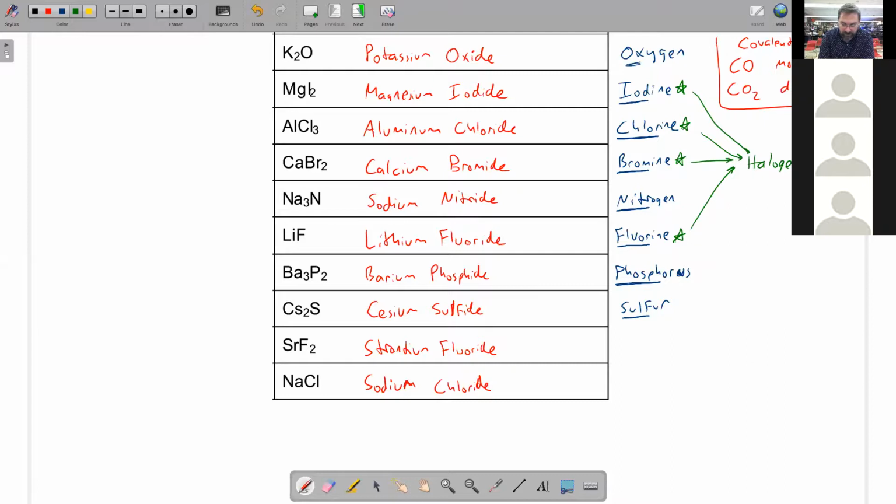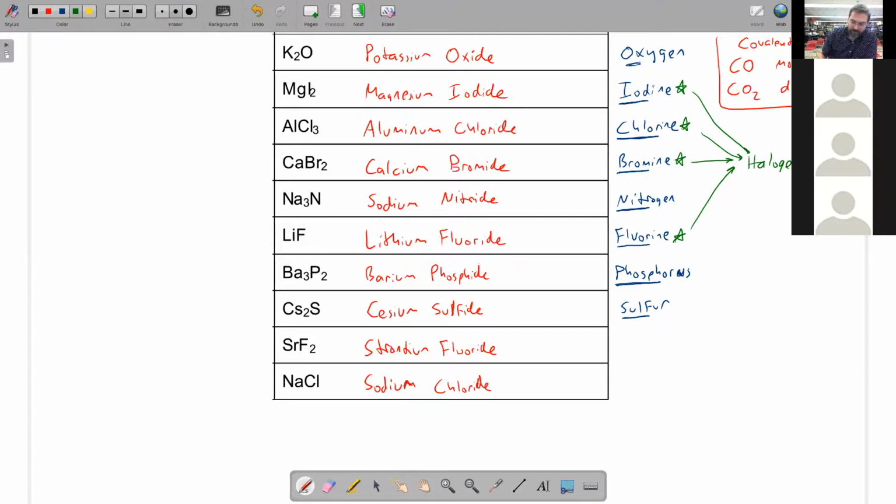So instead of iodine, it's iodide. Chlorine is chloride. Bromine is bromide. Fluorine is fluoride. The other elements, it's a little trickier. You might just have to memorize them, or just know them by using it over and over. Oxygen changes to oxide. Nitrogen changes to nitride. Phosphorus changes to phosphide. And sulfur changes to sulfide.